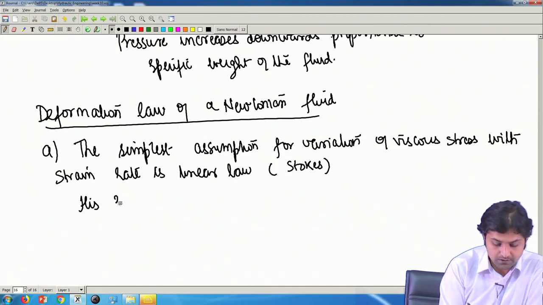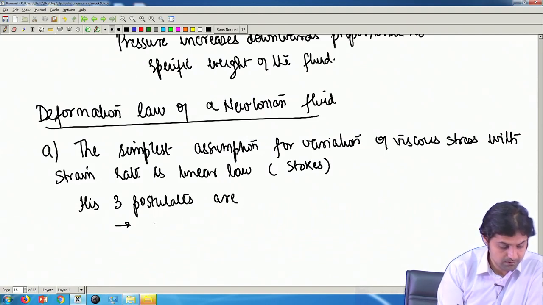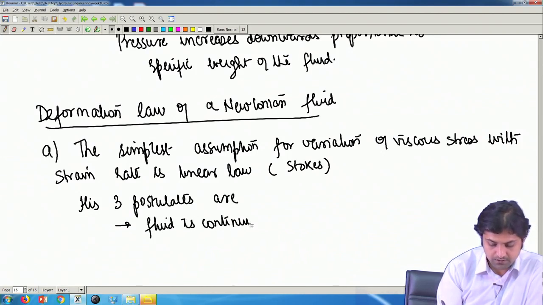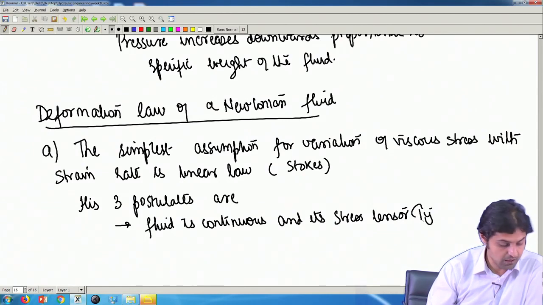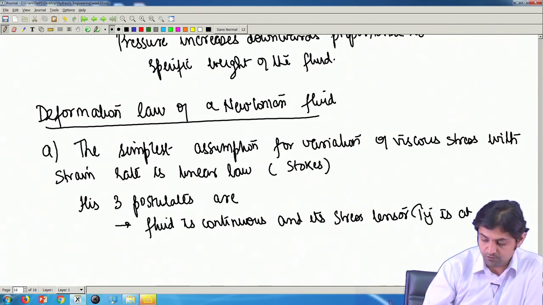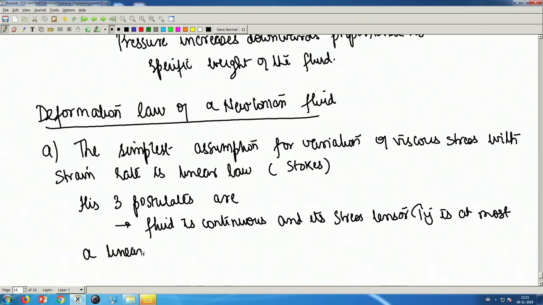His three postulates are: fluid is continuous and its stress tensor tau ij is at most a linear function of strain rates epsilon ij. Okay.